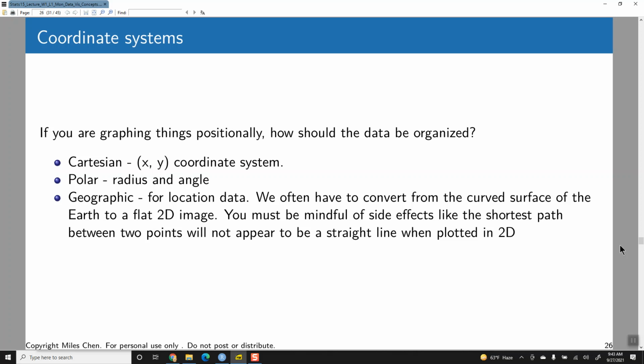And so you get these weird things that just don't work out necessarily how you think, especially when you convert something from the Earth's surface into a 2D thing, right? So pretty much all the charts that we make on our computer screen are 2D, but when we're taking things from the Earth's surface, this geographic information, this location data, we've got to be careful. We've got to be careful because you might be like, oh, I should just draw a straight line. Doesn't quite work out that way, right?